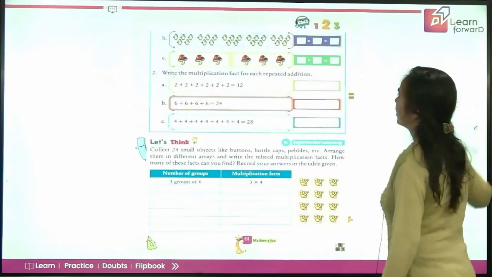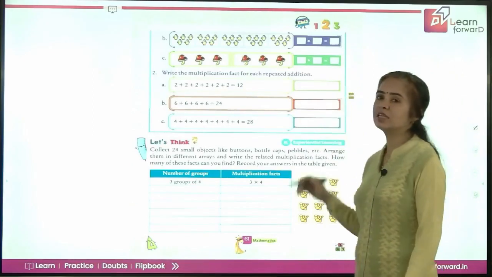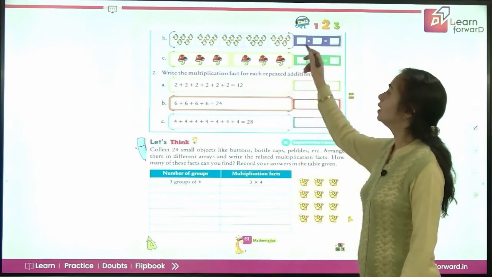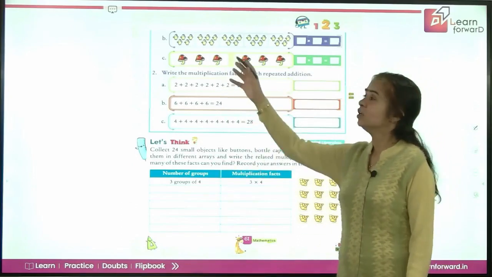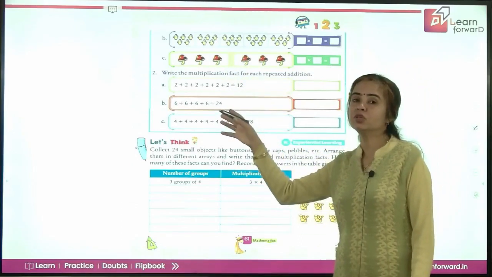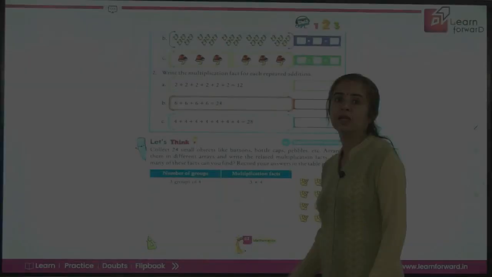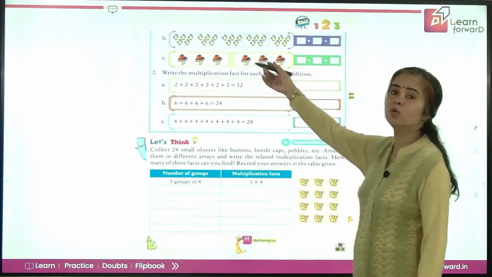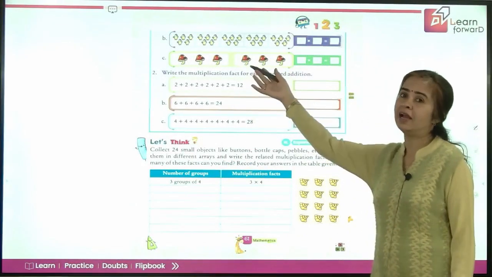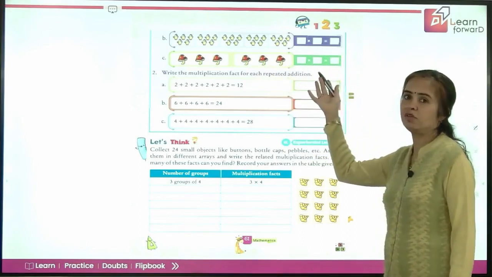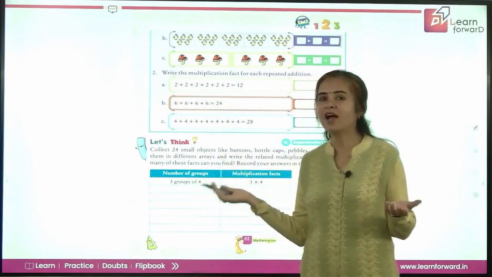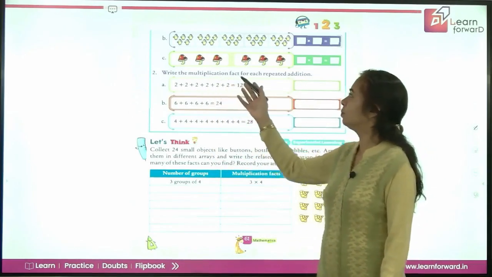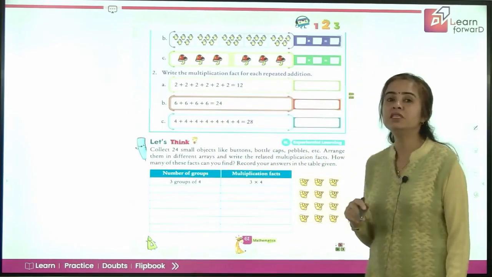Yes, children. Now, we have more such groups where you will be writing the multiplication fact yourselves. And here you had pictures. Now, in the next question, we have the numbers. So, similarly, you have more pictures here, more groups, and you will be writing the multiplication fact. Now, in the next question, in place of pictures, you have numbers there. Write the multiplication fact for each repeated addition.